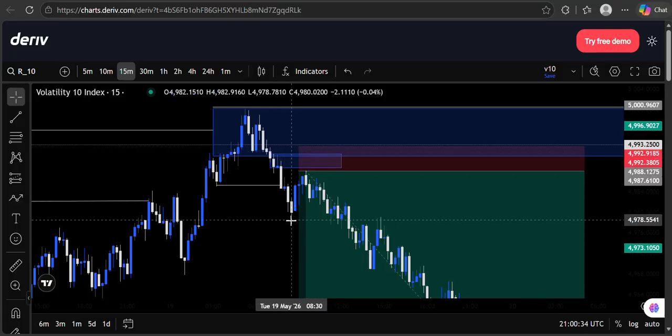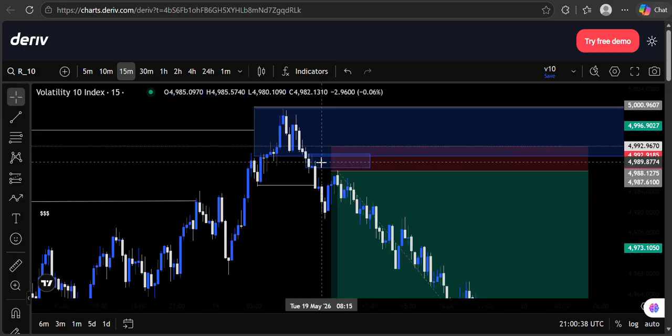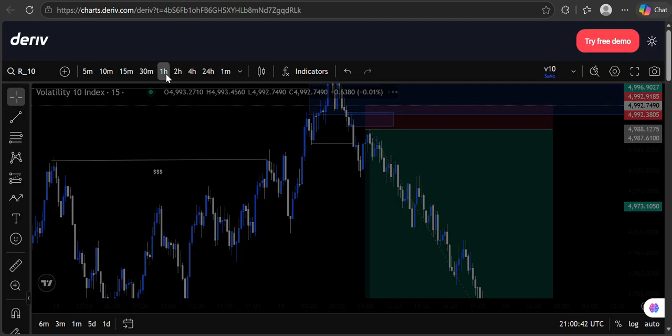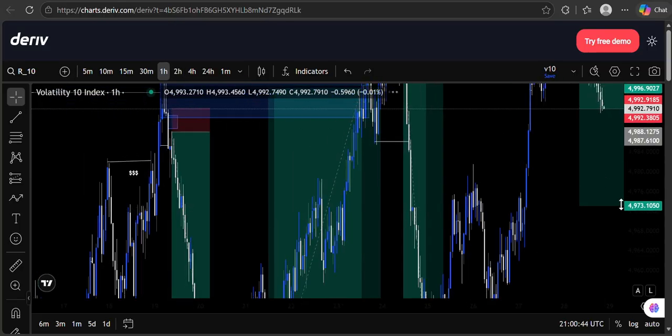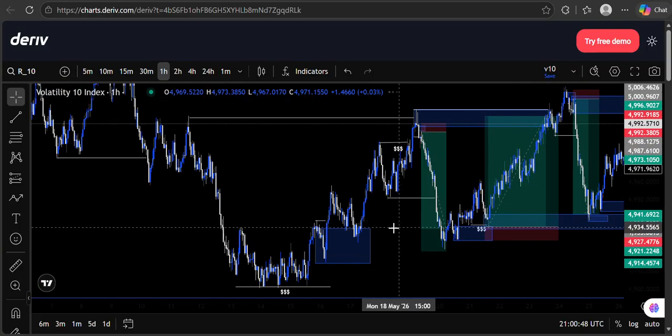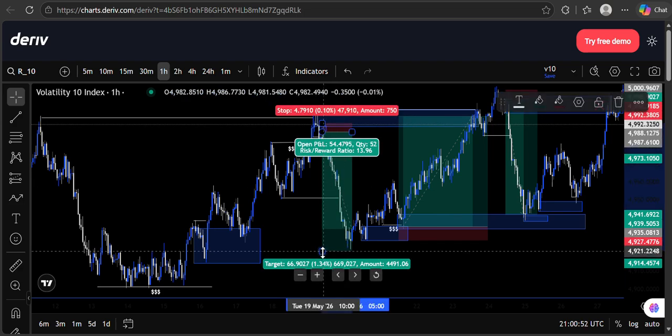So after this break of structure, we waited for a retrace. This retracement back to our zone is where we got our entry. It was massive. Let me come back to our 1 hour time frame so we can see how we took that trade. And now this was the exit point. We rode this trade down to here.